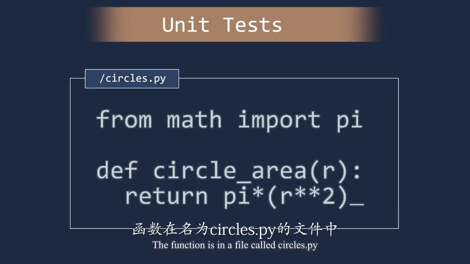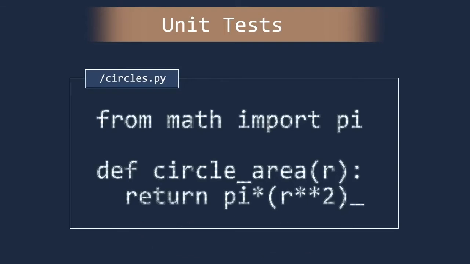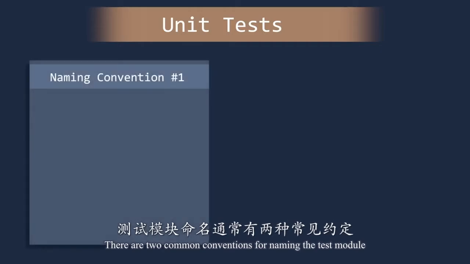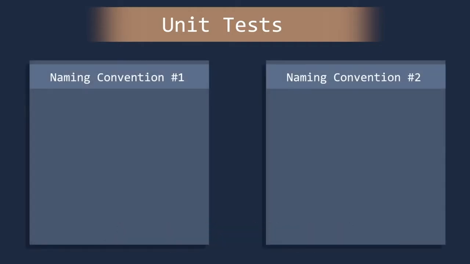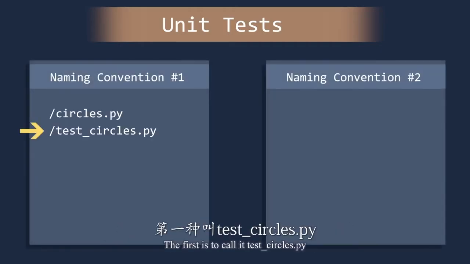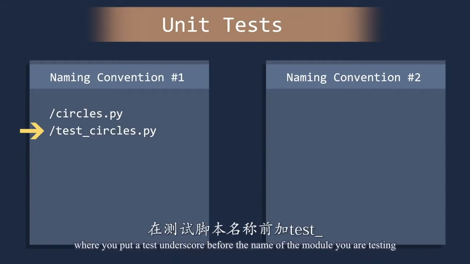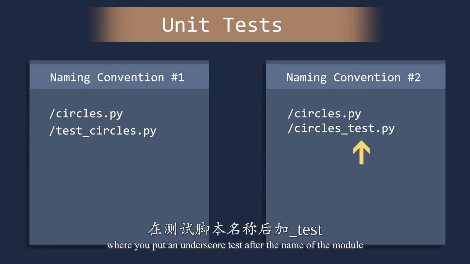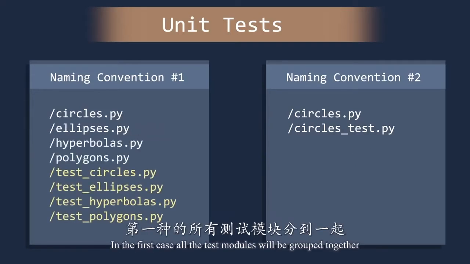The function is in a file called circles.py. You typically put the unit tests in a separate file. There are two common conventions for naming the test module. The first is to call it test_circles.py, where you put test underscore before the name of the module you are testing. The second is to name it circles_test.py, where you put an underscore test after the name of the module. In the first case, all the test modules will be grouped together.